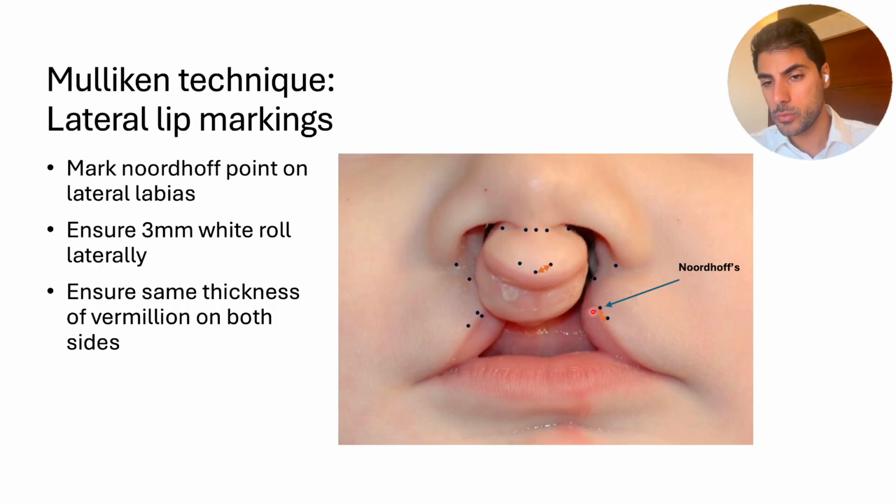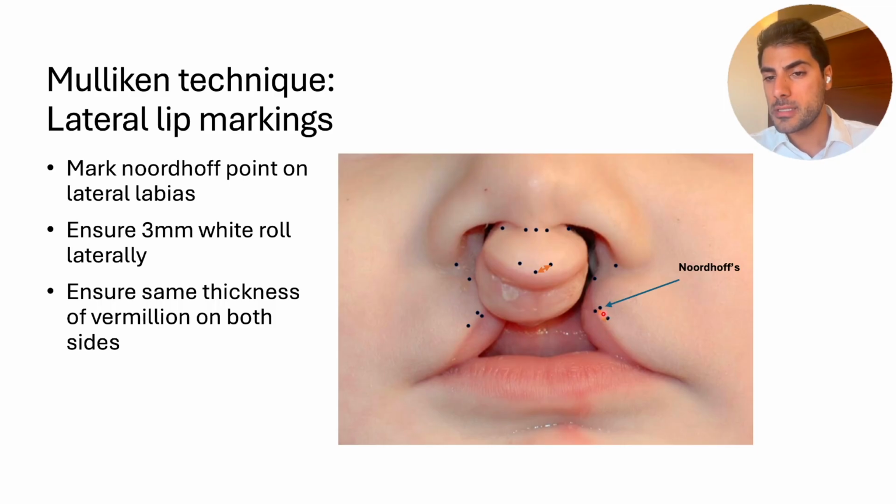Let's move to the lateral lip. What we want to do is first identify Noordhoff's point. Why? Because we always want the healthiest white roll and the healthiest amount of tubercle, because these two will meet in the middle to form the lowest part of the cupid's bow. Once we identify this point that will meet in the middle, we go 3 millimeters by 3 millimeters away in order to identify the peak of the cupid's bow.